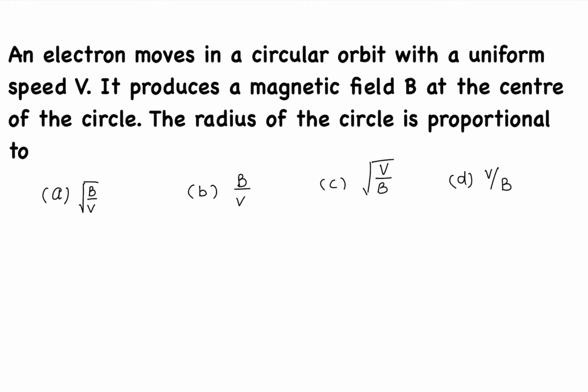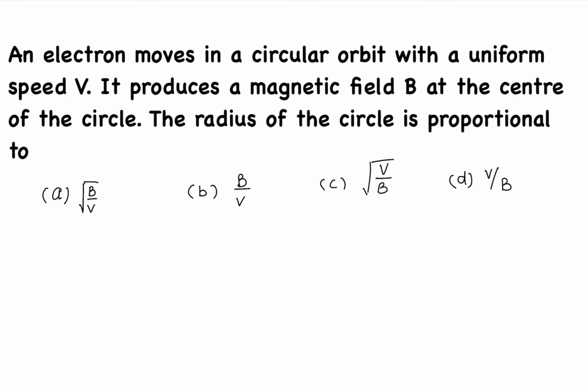In this video, let us discuss a numerical question that has come in the NEET, which is from the chapter Moving Charges and Magnetism. They gave us an electron that is revolving in a circular orbit with a uniform speed v, and it is producing a magnetic field at the center of the circle. Now we are supposed to calculate what the radius of that circle is proportional to.